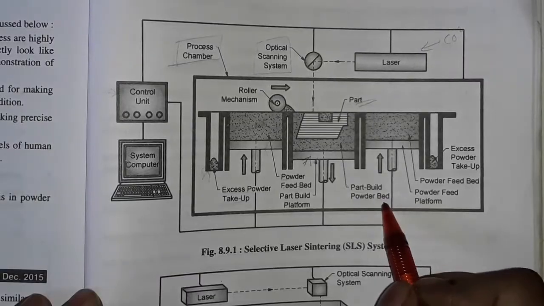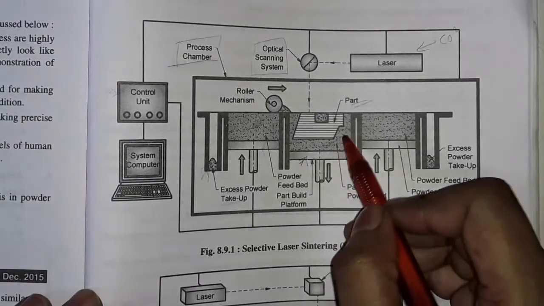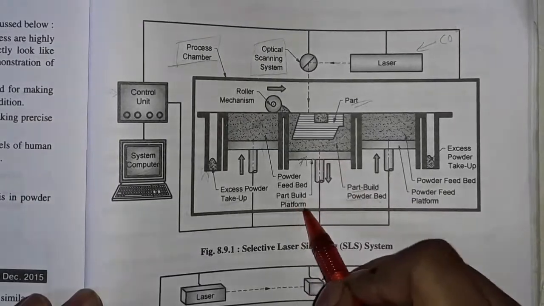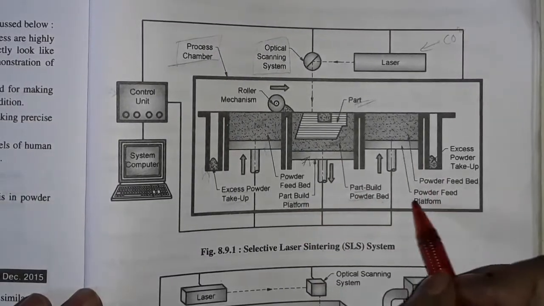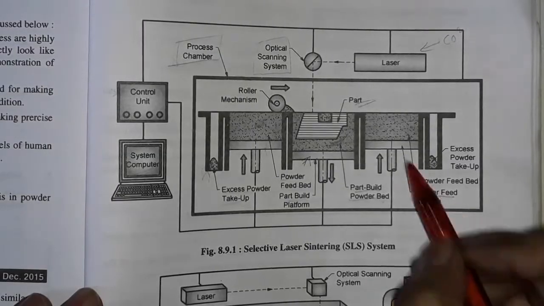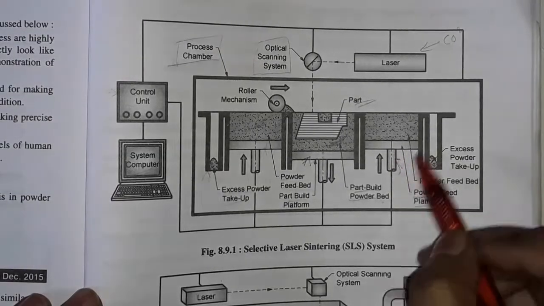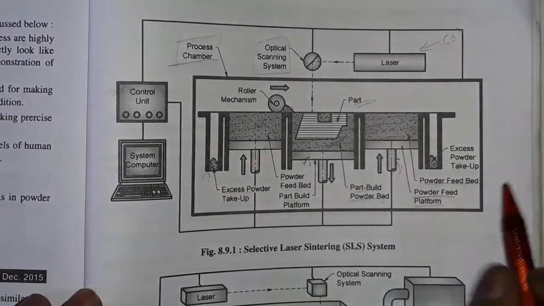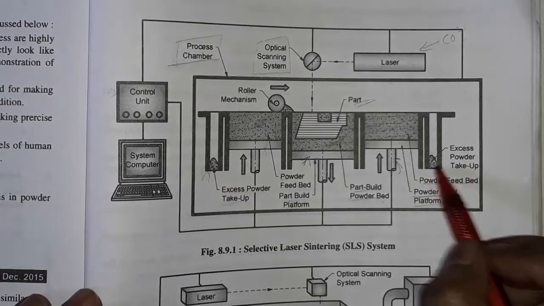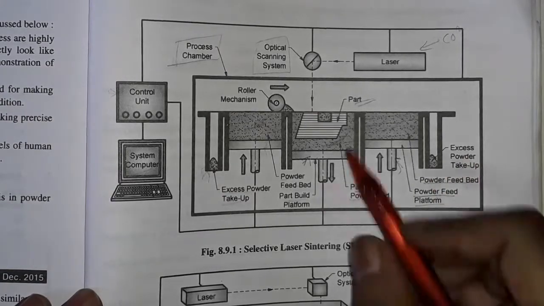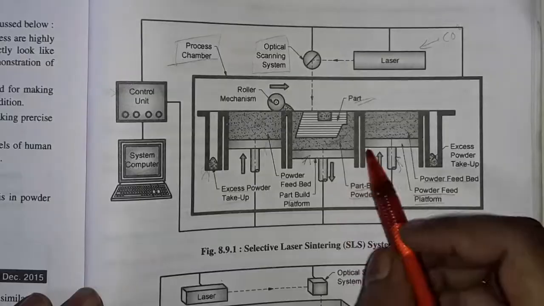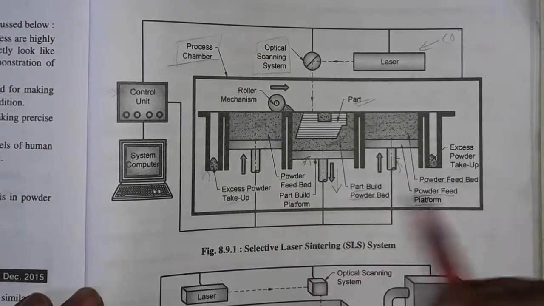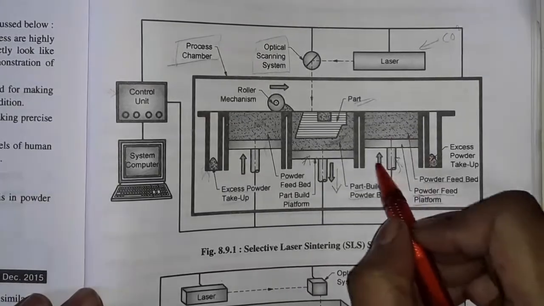Here part build powder bed, here this powder bed is a part build powder bed which is above the part build platform, and here also it is a powder feed platform, this one, and above it there is a powder feed bed, and here it is an excess powder take up. Here friends, build platform goes down during the process, and this one powder feed platform goes up during the process.